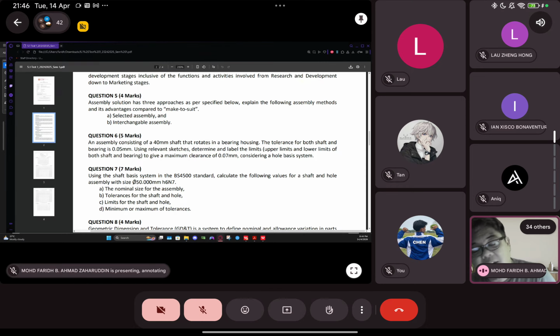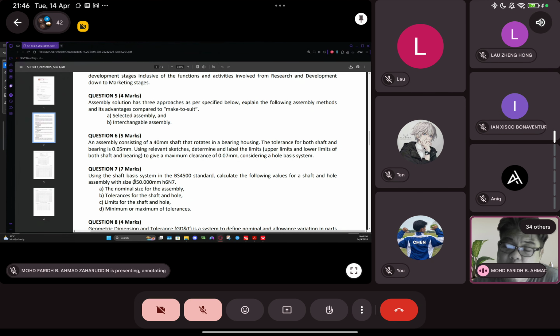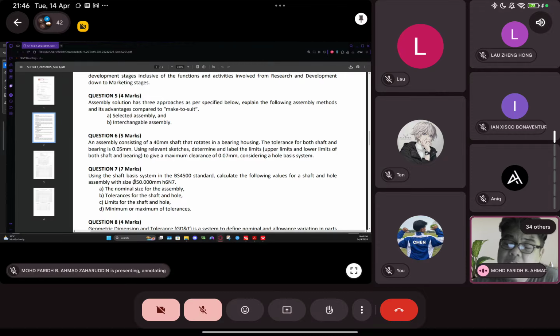Okay, guys. Last question. 4 minutes more. Question number 6. An assembly consists of a 40 mm shaft, where this shaft rotates in the bearing housing, and the tolerance for both shaft and bearings is 0.05 mm. By using a relevant sketch, determine the upper limit and lower limit of both shaft and bearings to give a maximum clearance of 0.07 mm. Consider that you use the hole basis system.